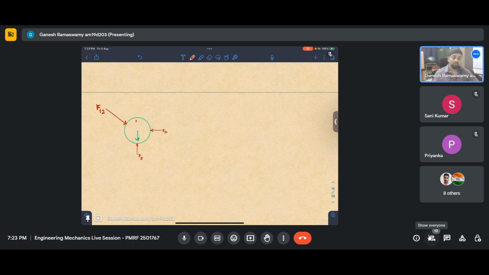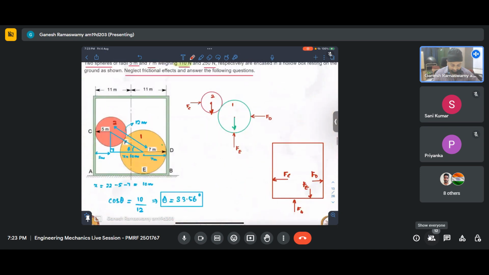So in a system of interconnected rigid bodies, if the system is in equilibrium, that implies each and every subsystem is also in equilibrium. Har ek subsystem bhi equilibrium mein hoga. Is problem mein kya kya subsystem hai? Ek bada wala sphere hai, ek chota wala sphere hai, ek wo box hai jisme rakha hua hai. Tino apne apne individually equilibrium equation ko satisfy karenge. Tabhi pura system equilibrium equation ko satisfy karega.